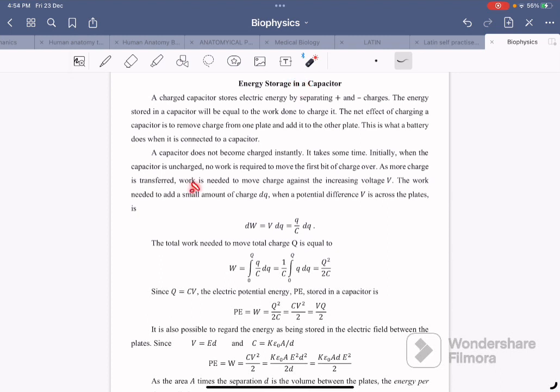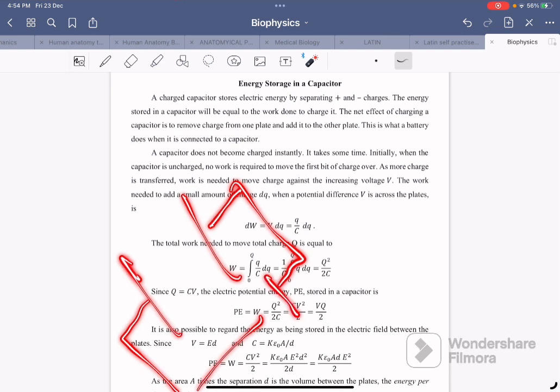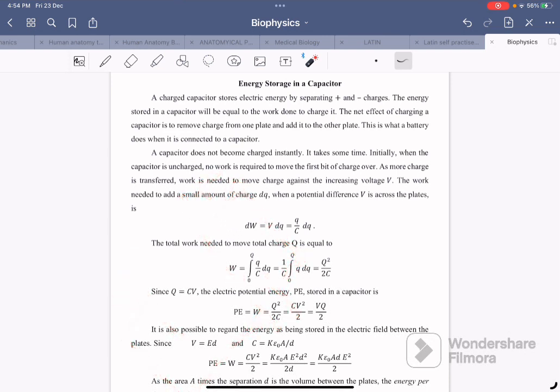Then the charge up to there, suppose this is dq. Suppose this is positive charge q and this is negative charge q of a plate. All right, okay, of a plate. Suppose this is positive charge, that is negative charge.